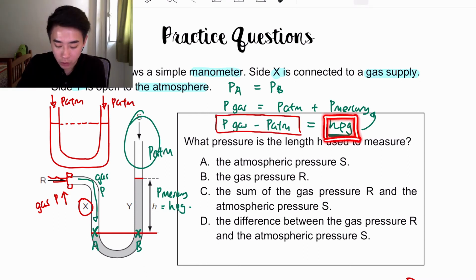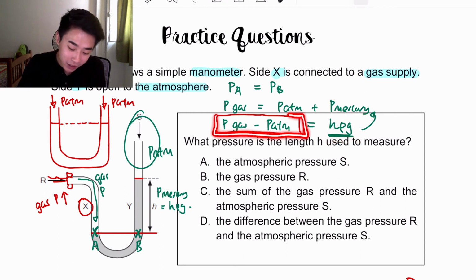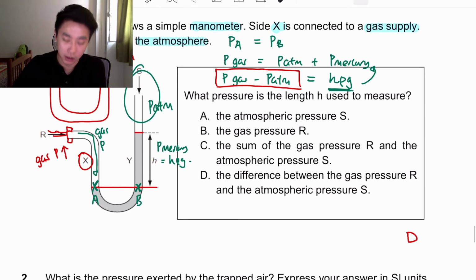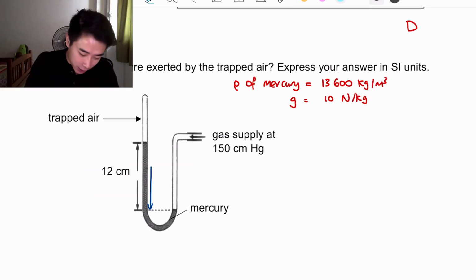Okay, and this H rho G that we calculate is going to be due to the pressure of mercury alone, which is also equivalent to the difference in the pressure of gas and atmospheric pressure. So H rho G actually measures the difference between the gas pressure and the atmospheric pressure, and therefore our answer is D. So for example 2, they ask us what is the pressure exerted by the trapped air, and we have to express our answer in SI units.